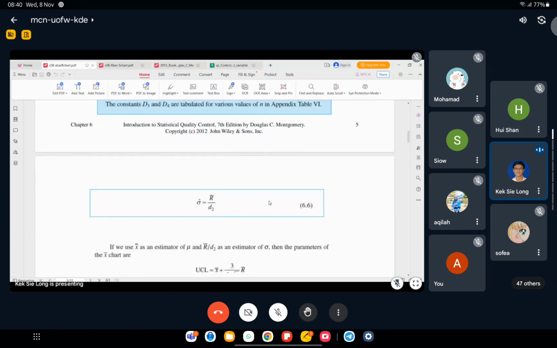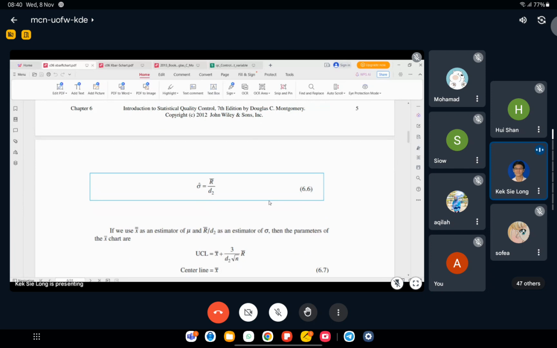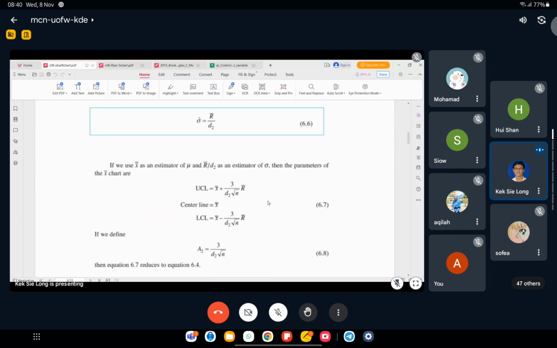Regarding the equation to calculate big D3 and big D4, we have a discussion here, especially the derivation of how to get A2. From here, you can notice that this X bar control chart and R chart are derived from 3 sigma, the 3 sigma control level. So in 6.7, sorry, 6.3, you see this 3 over the 2. The number 3 actually refers to the 3 sigma level.